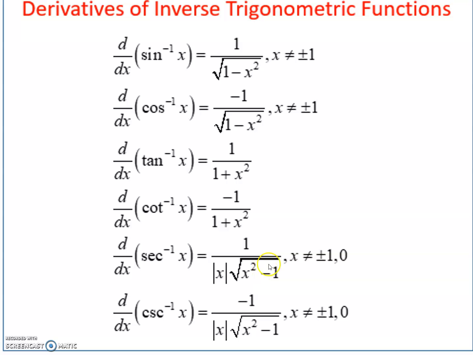Derivative of sec inverse x is 1 upon x under root x square minus 1. Derivative of cosec inverse x is minus 1 upon x under root x square minus 1, where x not equal to plus minus 1 or 0. X not equal to plus minus 1, 0, because if we substitute 0 or 1 here, we get the answer 0. That's why be careful about this step.